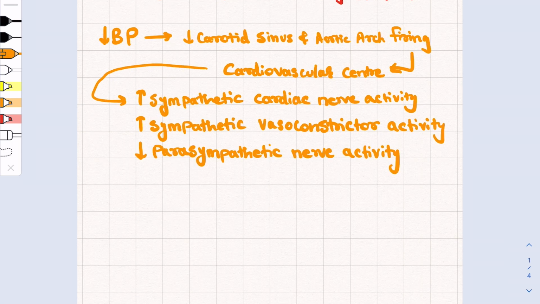to increase. Now, increase in sympathetic cardiac nerve activity, which is stimulation of the nerves of the heart, causes an increase in heart rate and increase in stroke volume. So it causes the heart to pump faster and it causes the heart to pump harder, causing more stroke volume to be released. And of course, sympathetic vasoconstrictive activity causes vasoconstriction of the arteries, increasing blood pressure. Now, increase in heart rate and stroke volume causes increase in cardiac output and total peripheral resistance, thus increasing blood pressure.